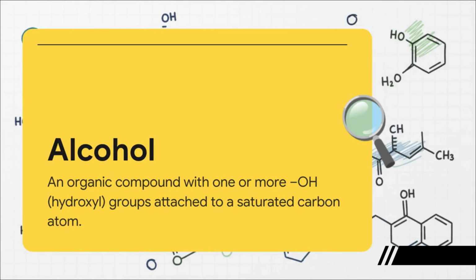So, what even is an alcohol at its core? It's actually really simple. You're just looking for an organic compound that has one or more of these hydroxyl groups. That's the OH. And it has to be attached to a saturated carbon atom. That just means a carbon with only single bonds. That little OH group, that's the functional group. It's the star of the show. It decides the compound's name, its properties, how it reacts, basically everything.